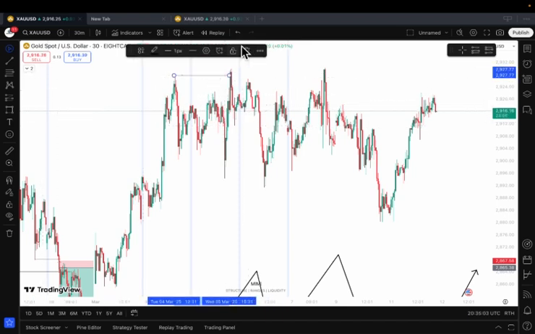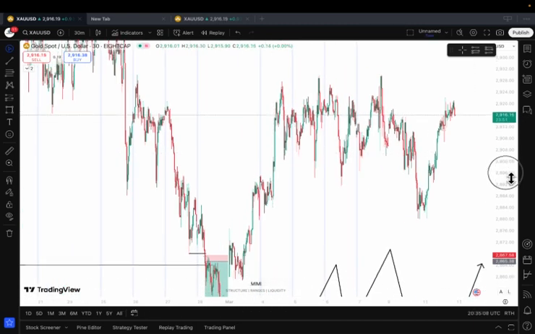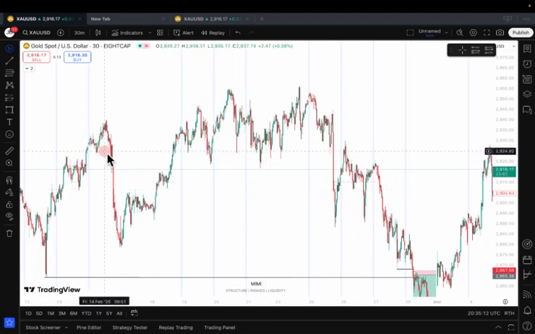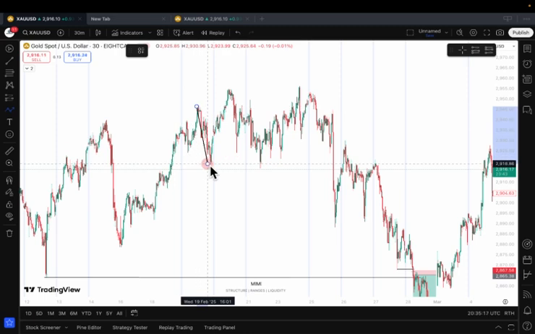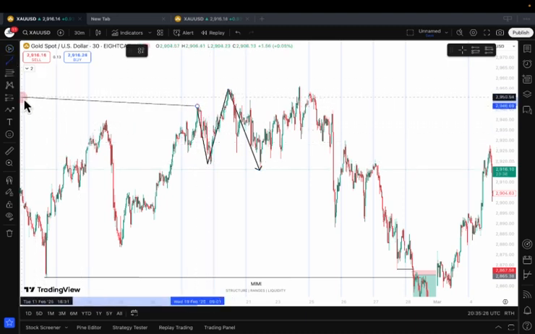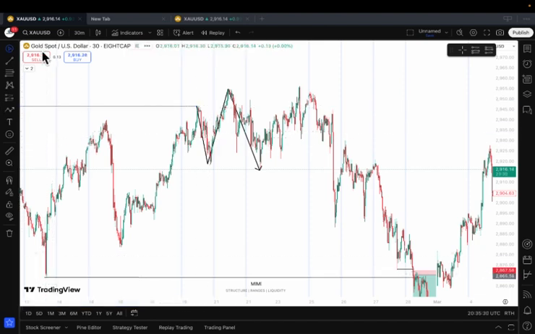No, let me draw this well. I think I don't even want to start from the usual place to get the entries and all of that. Let me start from here. So we had this, this was the inducement, whatever. This was the break of structure here for this disruption low, and then price took out this guy.